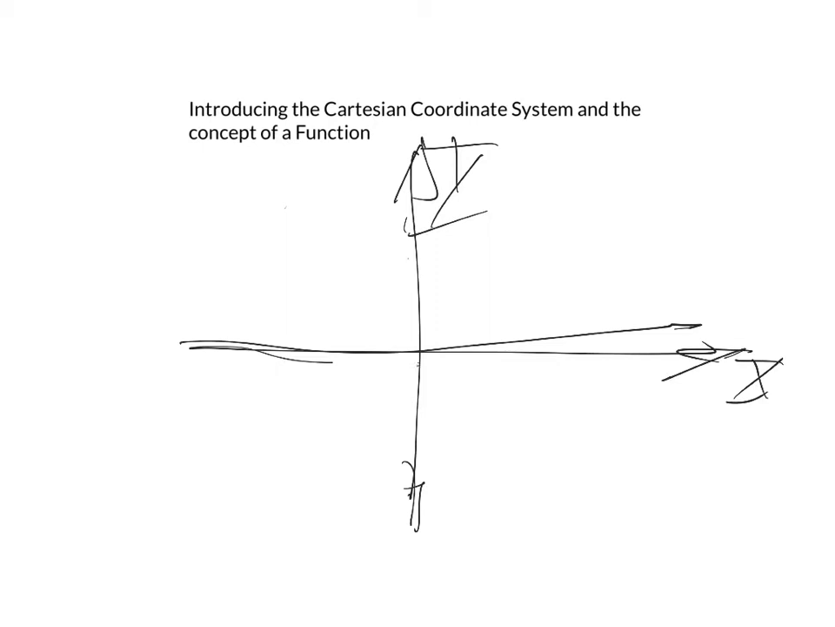These are just two number lines. They intersect at a special point called the origin, 0, 0. To the right of the origin are the positive numbers. To the left are the negative numbers. Same thing for the y-axis. It's just a number line. Going up from the origin are the positive numbers, and below are the negative numbers.